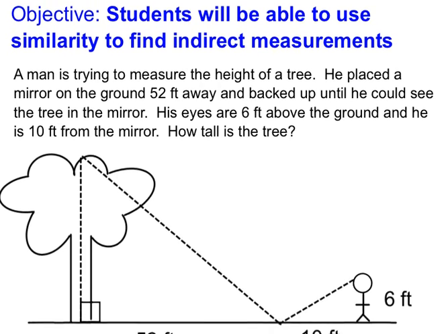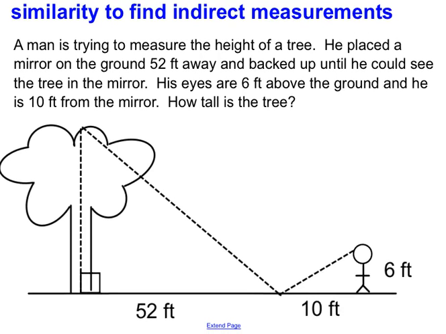It says a man is trying to measure the height of a tree. He placed a mirror on the ground 52 feet away and backed up until he could see the tree in the mirror. So his mirror is right here. His eyes are 6 feet above the ground, and he is 10 feet from the mirror. How tall is the tree?